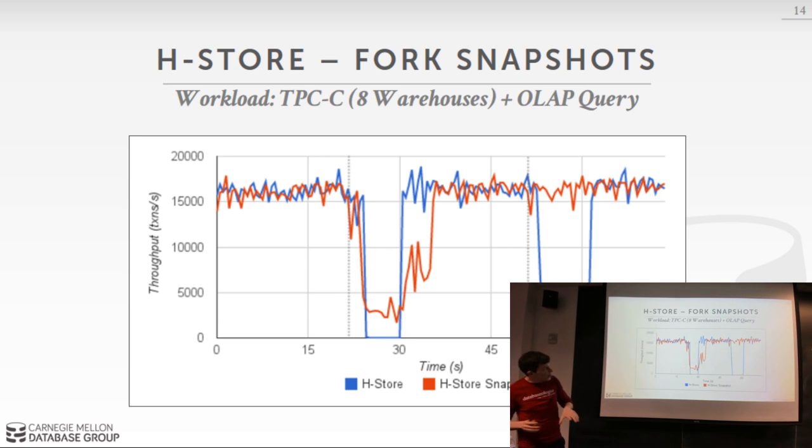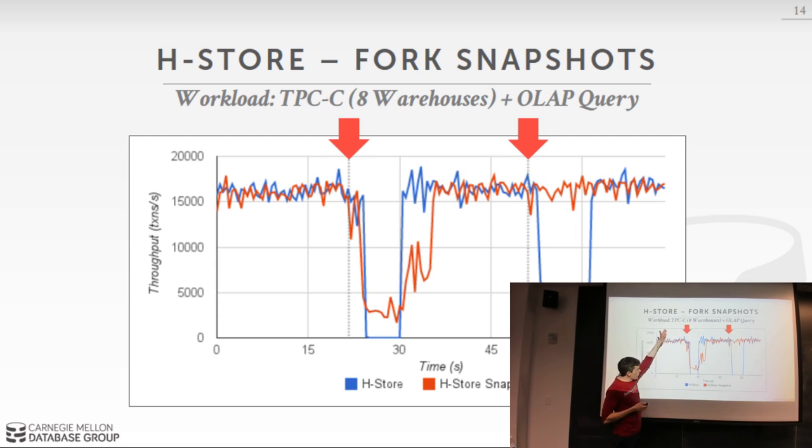We do it anyway. And so what you see here is there's two blips that correspond here. This is when we're running TPCC normally, and then we run an analytical query. In the case of the blue line, the performance basically goes to zero because we're not processing any transactions. We have to lock the entire cluster or the entire machine at every partition in order to execute this analytical query, because that's how H-Store's concurrency control protocol worked. And so you see the dip here and here.